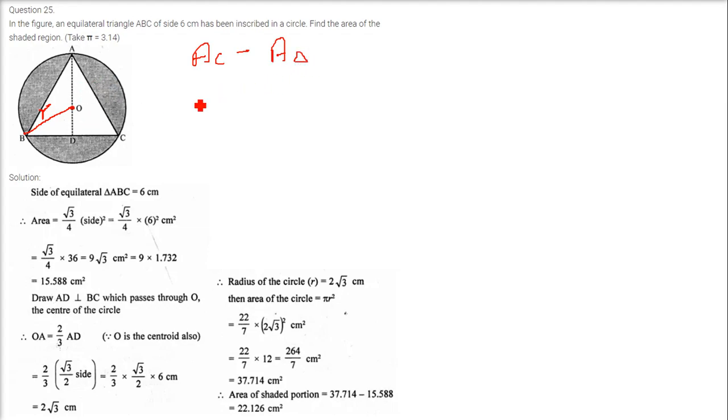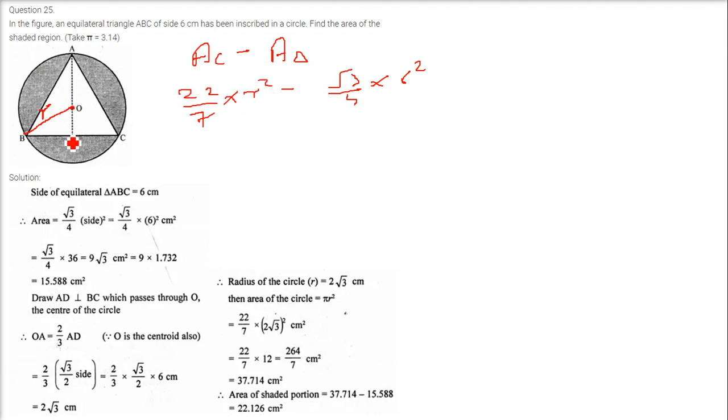So area of the circle will be simply pi r square, 22 by 7 into r square. R we don't know right now, so let me just take it as r square. And then area of triangle is of course root 3 by 4, a square. Side is given, 6 is given, so 6 square. So we are now in a position to find out this r.